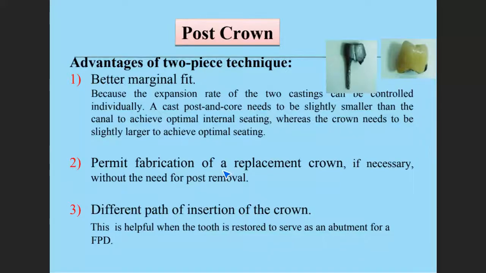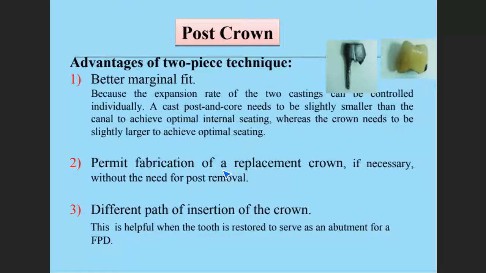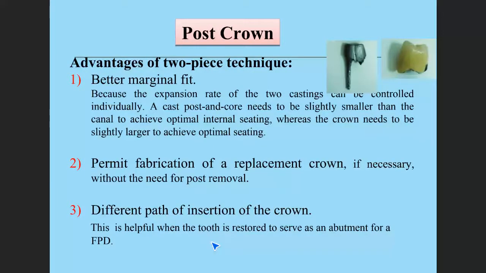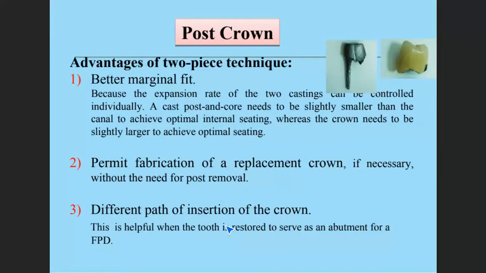But if it is two pieces, we can control the shrinkage and expansion easily for each part. Also, if you need to replace the crown, for example if there is a fracture of the crown, it will be easy to replace the crown without any need to remove the post. The third one is the different path of insertion of the crown. Here we can play with the path of insertion, especially if the tooth is going to serve as an abutment for a fixed dental prosthesis.